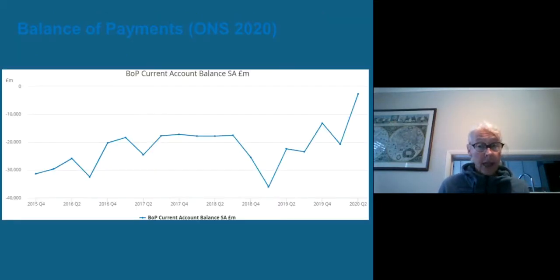This I've just taken a few minutes ago from the Office for National Statistics website. It gives us an indication of the current balance of payments. Now, as you can see, it's negative. It's been negative for quite a long time in the UK, but just recently, in the last quarter, following the impact of COVID, it's actually become a bit stronger. It's become a bit less negative, which was quite interesting.